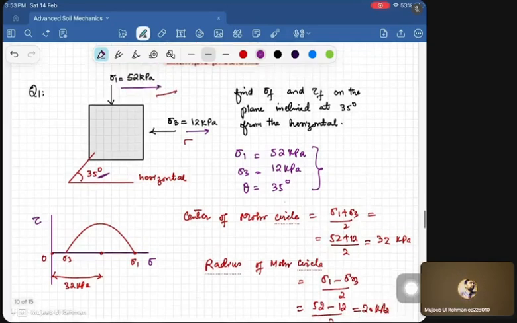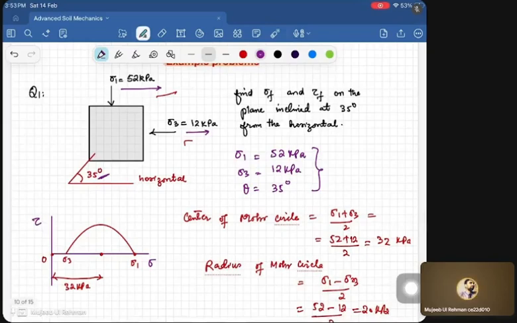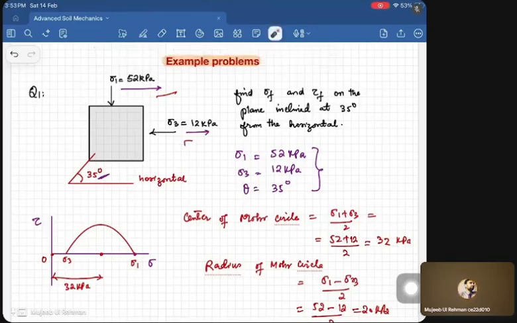See, you go to this sigma 1. Sigma 1 is actually acting on the horizontal plane, correct. So I am representing it here, it's actually the horizontal plane. Sigma 1 is here, of value 52. Since there is no shear stress acting on the plane, it will lie on the sigma axis, correct. And the plane is horizontal, so it will be like this. Now the sigma 3, which is 12 kPa, so I will go from here to 12, which is here.